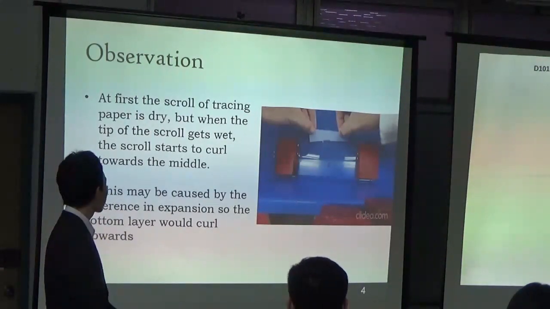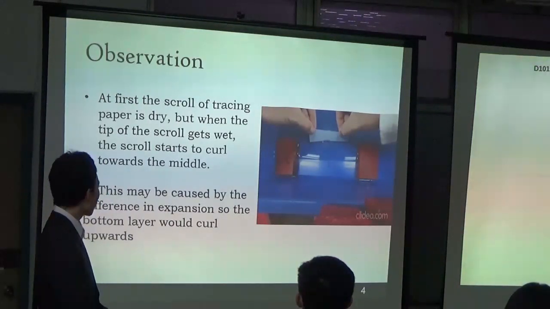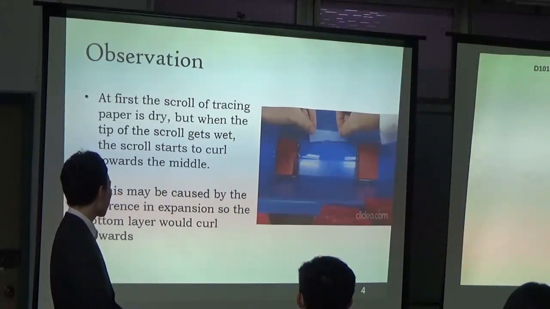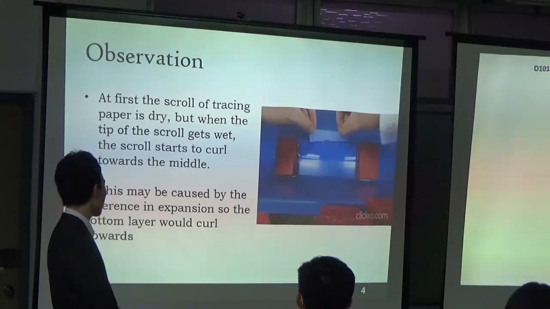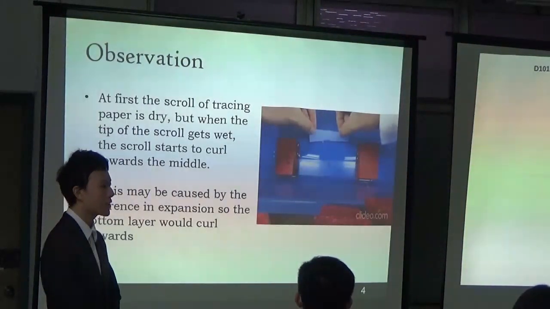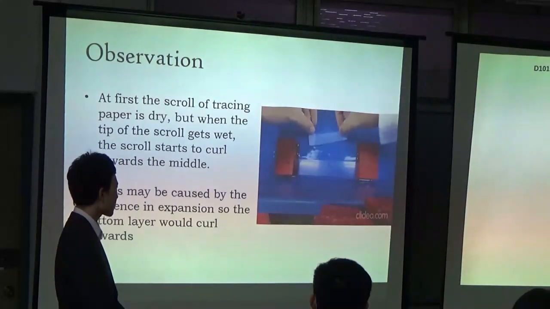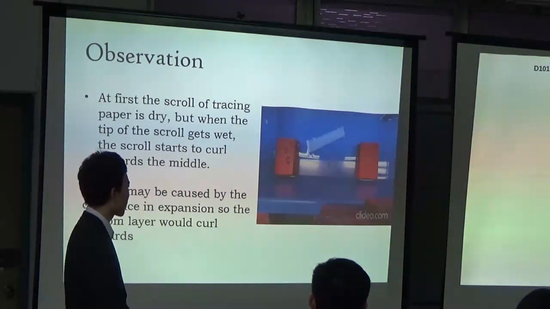From the observation, first we can see the scroll of the tracing paper is dry. But when the tip of the scroll gets wet, the scroll starts to curl towards the middle. My explanation is that this may be caused by the difference in expansion, so the bottom layer will curl upwards, which I'll be further elaborating on in the future presentation. And that is our video.